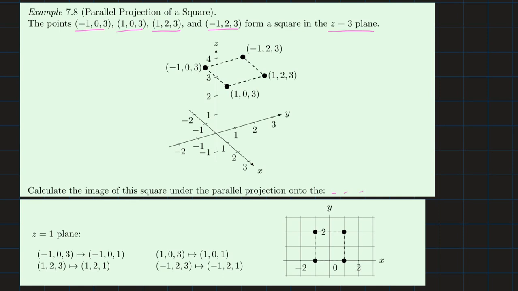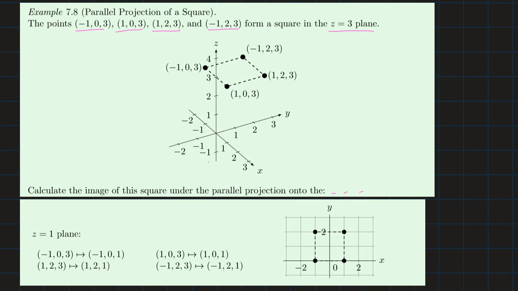Well, you can probably guess before you do any algebra what the image is going to look like. If you imagine the z equals 1 plane, it's like a horizontal flat plane, and each of these points is going to get mapped down like this, and this is going to be the answer. That's a terrible picture, so I'm going to erase it, but that's generally what's going to happen. So let's do this algebraically.